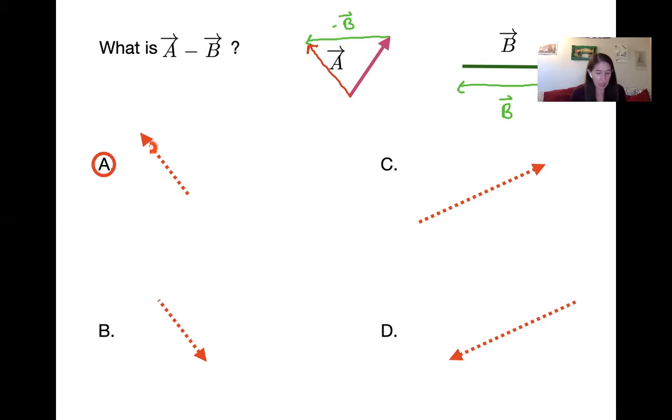And we see again, out of these options I have, the only one that looks anything like this is choice A. So that's the correct answer. All right, so that's how you subtract vectors. You simply think about adding the negative, and that's the same thing as subtracting.